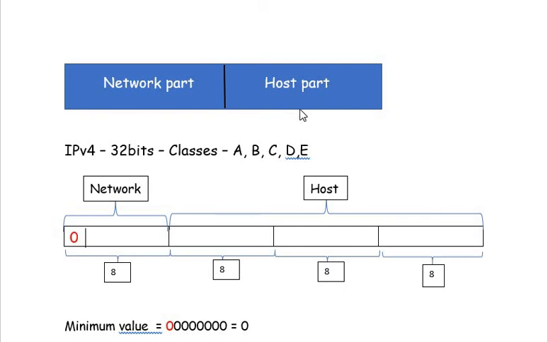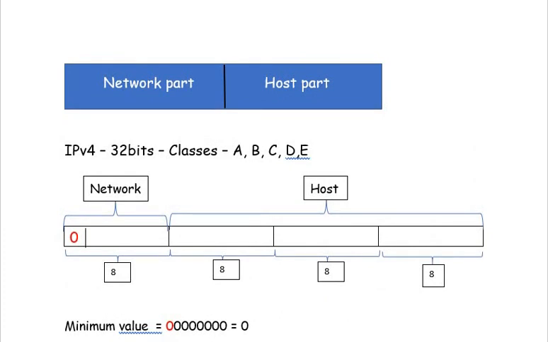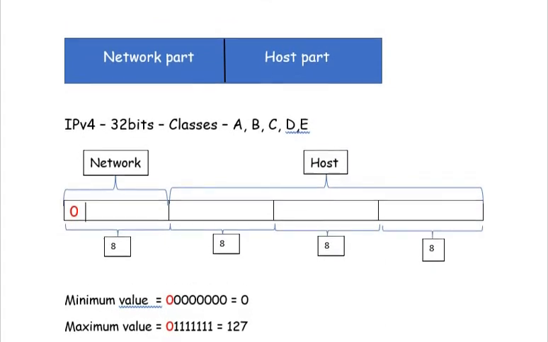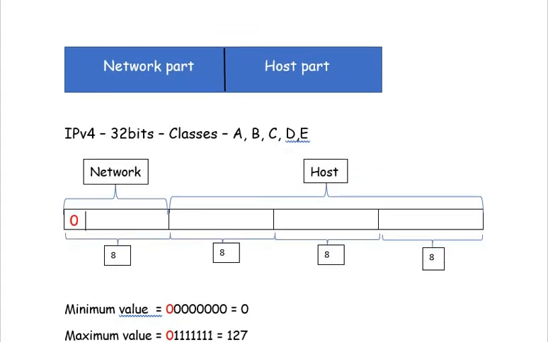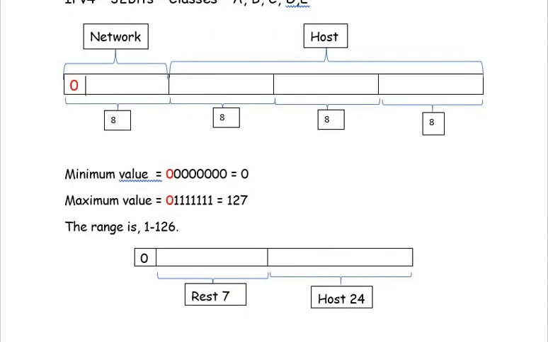In my previous video, I will give you a small summary. In IP addresses, there are two parts, network part and host part. IP version 4 has 32 bits, and the classes are A, B, C, D and E. Class A: network part is the first 8 bits, host part is the rest, 24 bits.